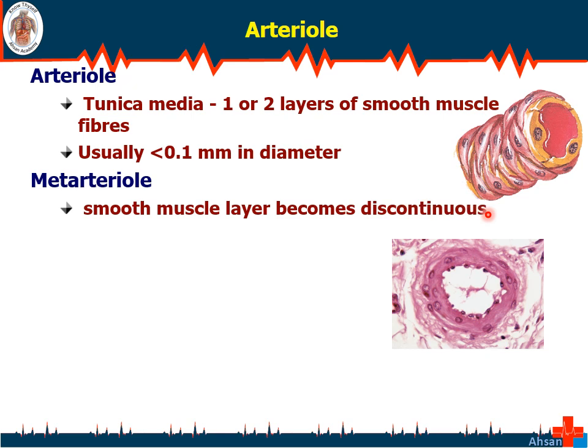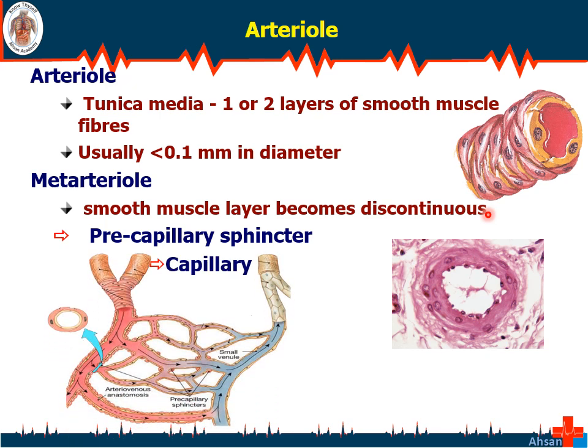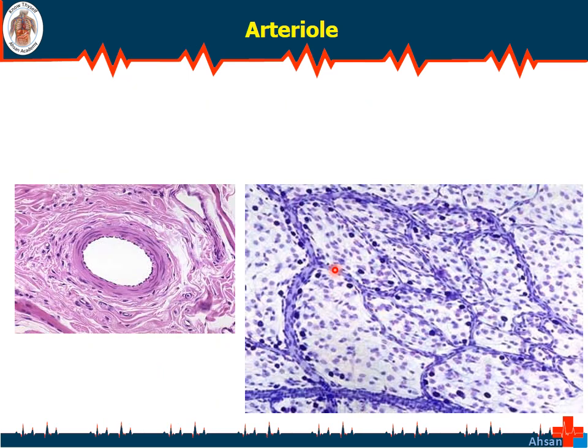The metarteriole we can define as a discontinuous single layer of smooth muscle in the wall, then the precapillary sphincter, and then the capillary is formed. You can see this is the precapillary sphincter. Here is the precapillary sphincter, then the capillary starts. This is the capillary bed. This one is the arteriole, then the metarteriole and the capillary beds. This one is an artery because you can see more than one layer, two layers.